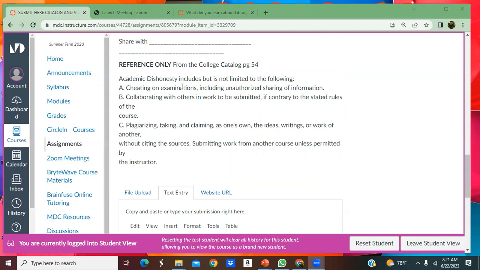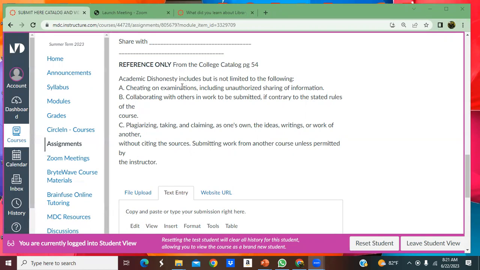Academic dishonesty includes but is not limited to the following: cheating on examinations, including unauthorized sharing of information; collaborating with others in work to be submitted if contrary to the stated rules of the course; plagiarizing, taking and claiming as one's own the ideas, writings, or work of another without citing the sources; and submitting work from another course unless permitted by the instructor.